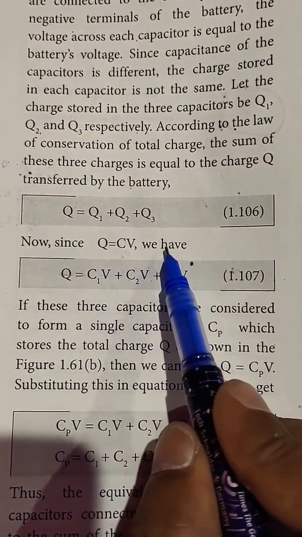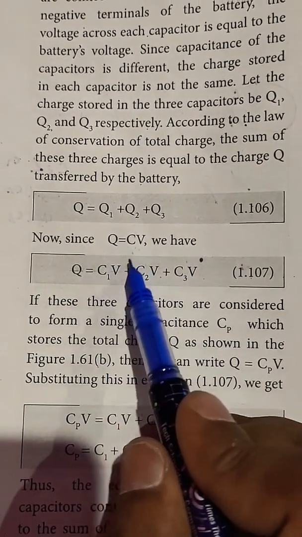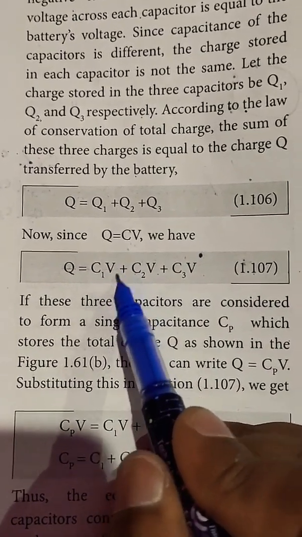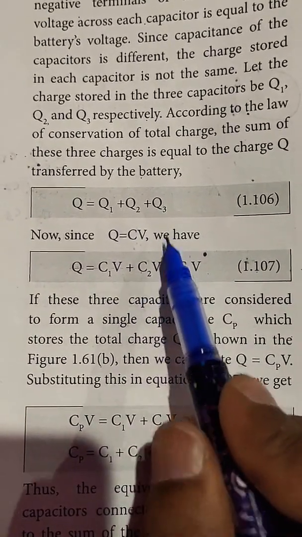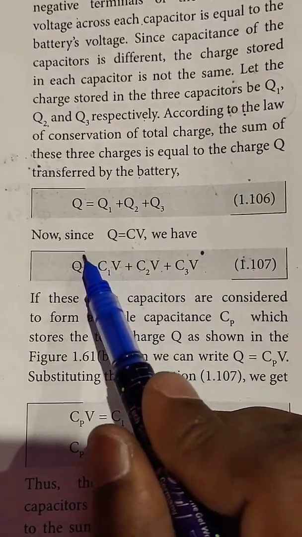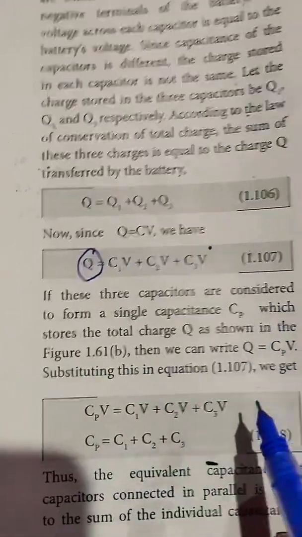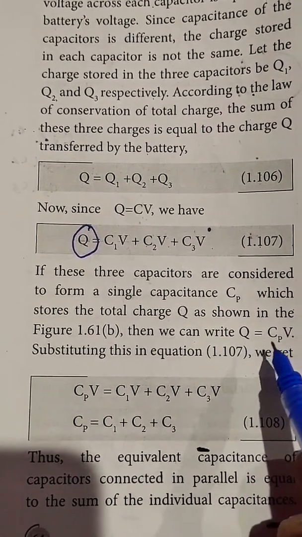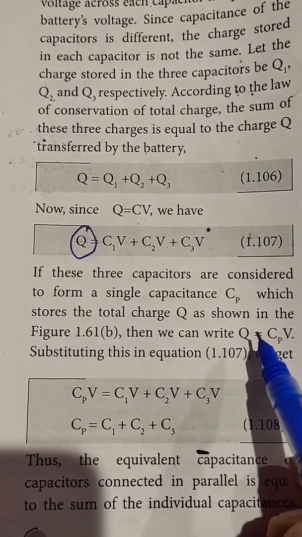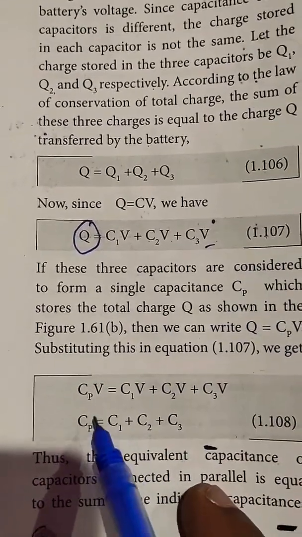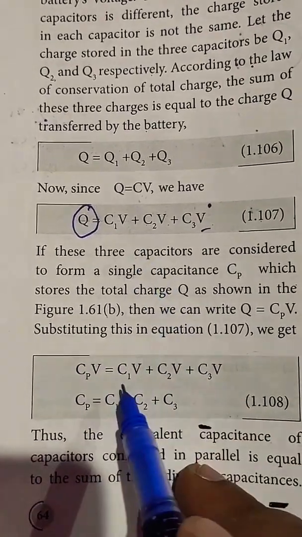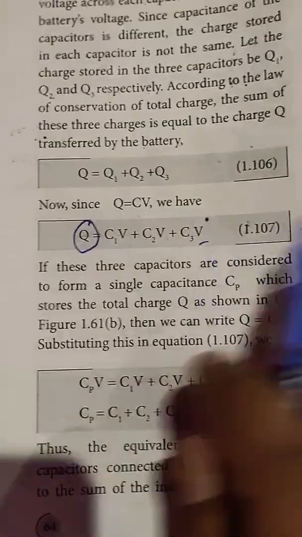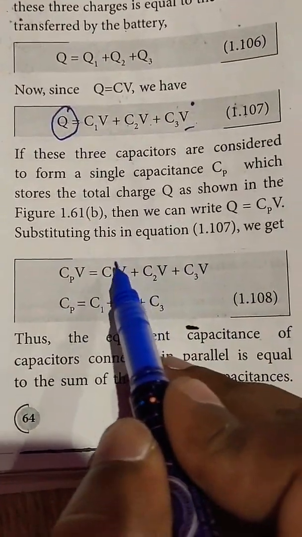Since we know that Q equal to CV, substituting, Q1 equal to C1V, because the potential difference does not change with respect to each capacitor. Q2 equal to C2V, and Q3 equal to C3V. Similarly, the total charge can be written with Cp because the capacitors are connected in parallel combination. So Q equal to CpV. Put the values into these equations: Q equal to CpV, and Q1 equal to C1V, Q2 equal to C2V, and Q3 equal to C3V.